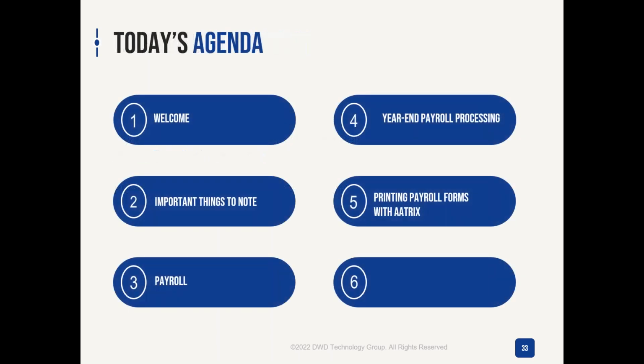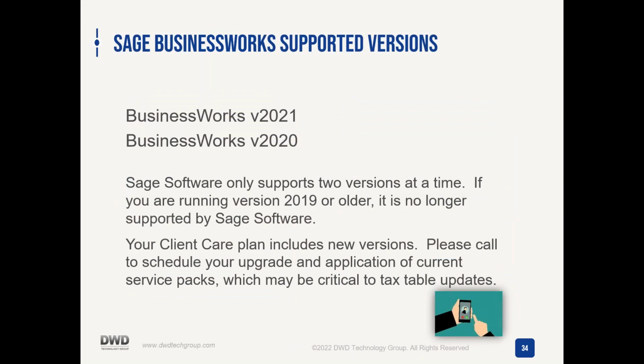And what are we going to do today? Well, we've already kind of done the welcome. We already know a little bit about DWD, so I'm not going to reiterate that. We're going to talk about some important things to note. We're going to talk about the payroll module itself and the year-end processing things. And we're going to talk about printing the forms with the enhanced tax reporting and e-filing, or ATRIX functionality. And again, just as a reminder, BusinessWorks only supports the current and one prior version. So currently it's version 2021. And we found out a little earlier that Service Pack 11 is the most current Service Pack.